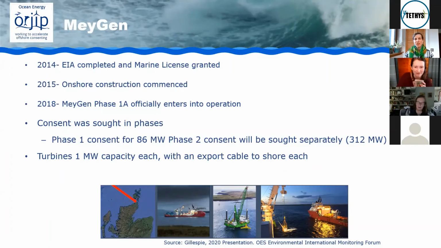This phase is comprised of 4 tidal turbines, 3 of which are Atlantis Resources turbines, and 1 is an Andritz Hydro Hammerfest turbine. So there are two different types of turbines, but both of them are horizontal axis turbines, and they have 3 blades. The consent for this development was sought in phases. The initial phase was seeking consent for 86 megawatts, so up to 86 turbines, and the next phase is going to be sought separately, and that'll be for up to 312 megawatts. And each one of these tidal turbines has an export cable to shore. So next slide, please.